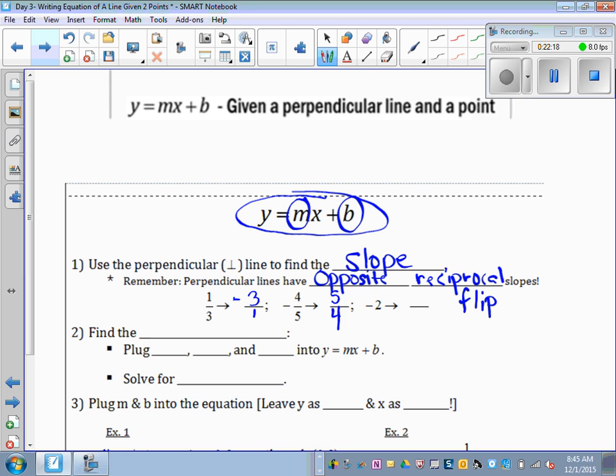Alright, then our last one, -2. Remember, a whole number is the same thing as -2/1. Anybody want to volunteer what this last one's going to be? Good, 1/2. Very good, Drew. So again, we flip it and it becomes positive. Use the number to make it into a fraction so you can flip it.